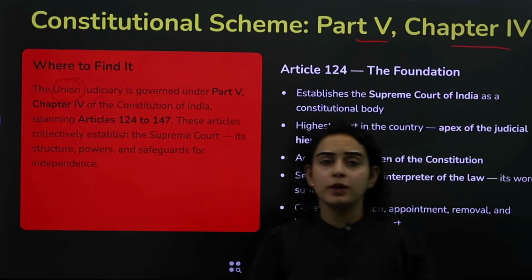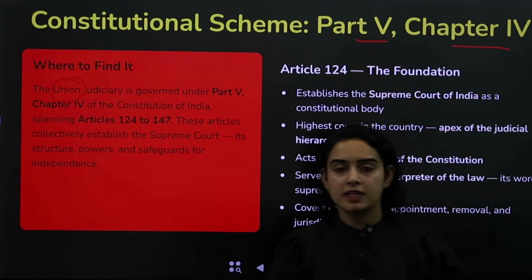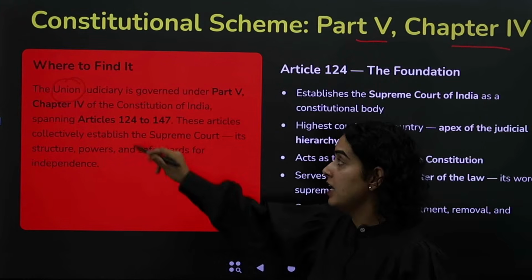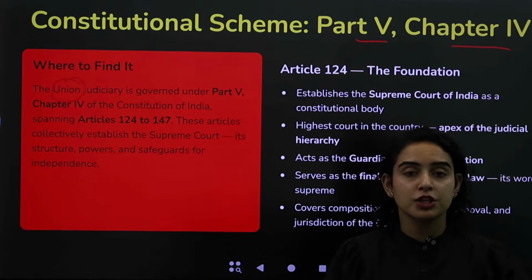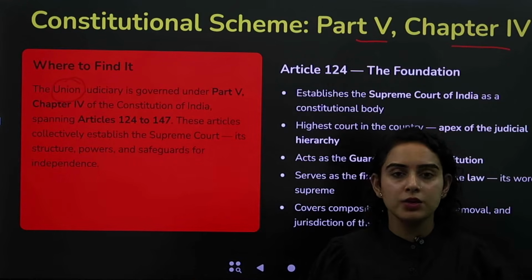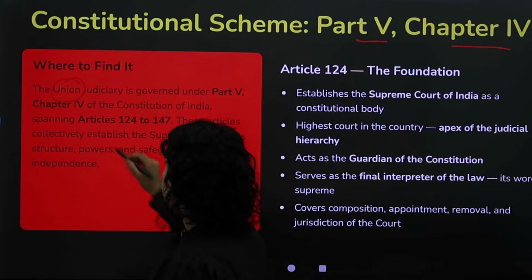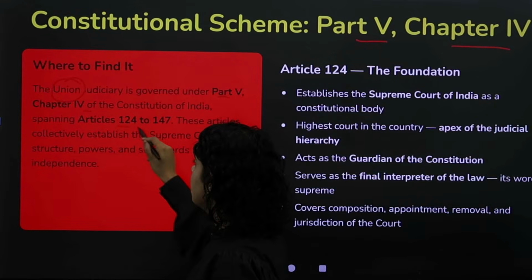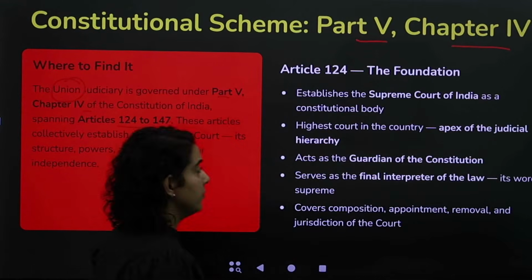The way we have parliament at the national level under the union legislature, we have president as the head of the union executive at the national level. Same way union judiciary, meaning at national level, the highest possible judicial authority that we have is the Supreme Court of India. And now how does that function? All about the same is covered under Part 5, Chapter 4 of the Indian Constitution, from Article 124 to 147.